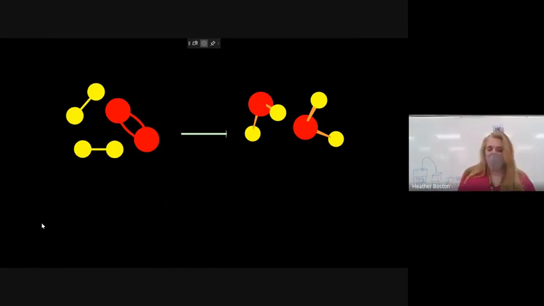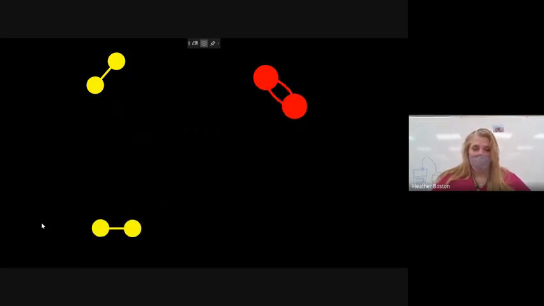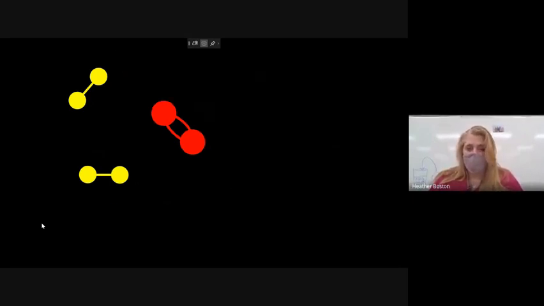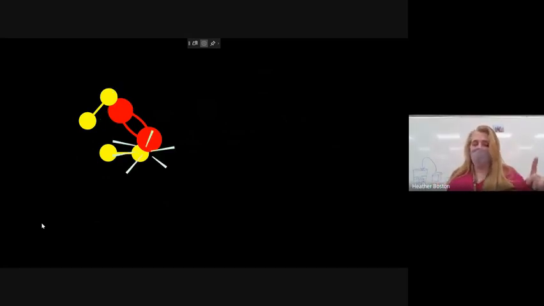Take a look at this reaction, guys. What do you think this reaction could be? What are we producing here, you think? Water. Very good. So in order to produce 2 molecules of water, we have to have 2 molecules of hydrogen and 1 molecule of oxygen gas. These molecules have to come in contact with each other in the right orientation with the right amount of energy. So 3 things have to happen.